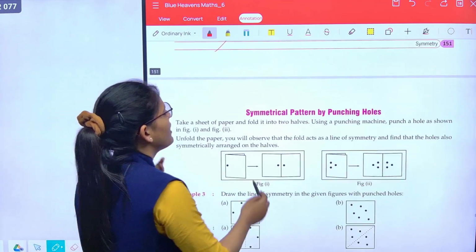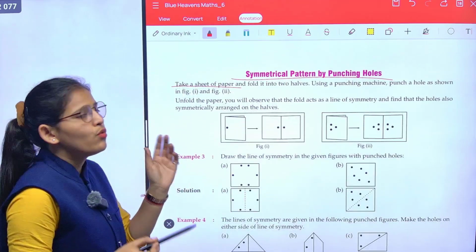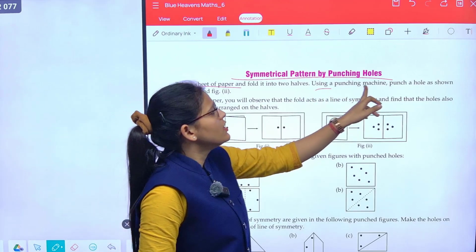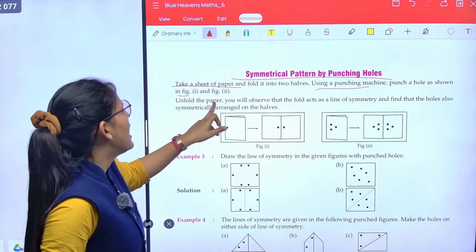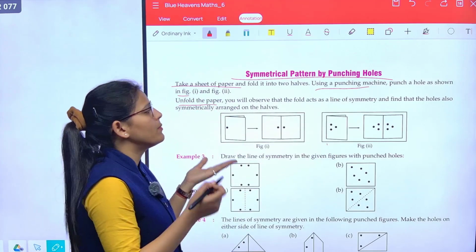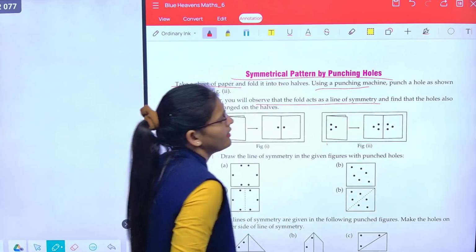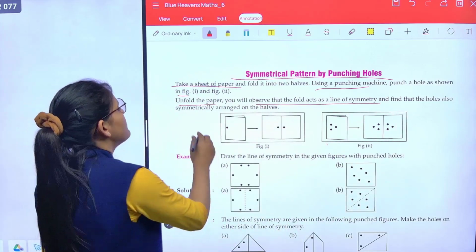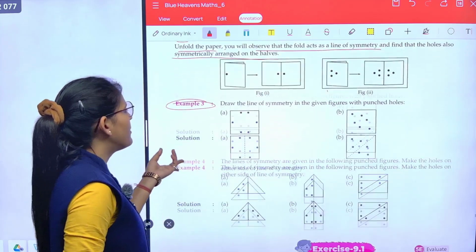Now class, symmetrical patterns by punching holes. Take a sheet of paper and fold it into two halves. Use a punching machine, and punch a hole as shown in figure 1 and figure 2. Unfold the paper. You will observe that the fold acts as a line of symmetry and that the holes are also symmetrically arranged on the halves. Understand? Come on, example number 3.